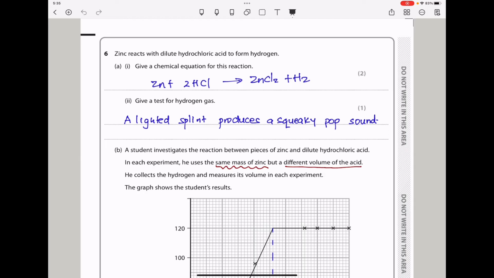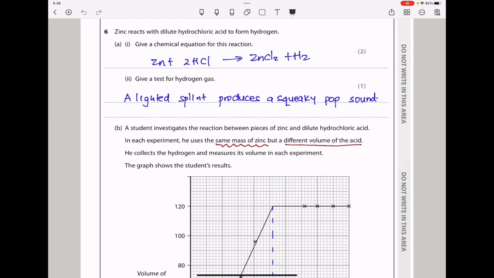Give a chemical equation for this reaction. Now we know zinc is a metal, and when a metal reacts with an acid, we get salt as well as hydrogen. So the equation should be zinc plus HCl gives us zinc chloride plus hydrogen. So that is the balanced equation.